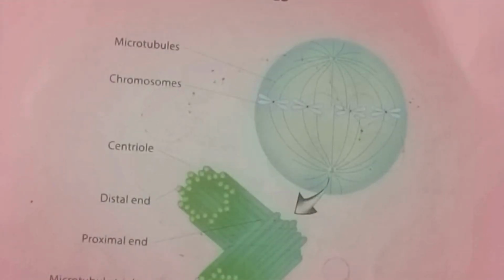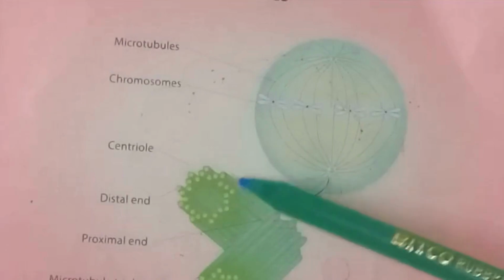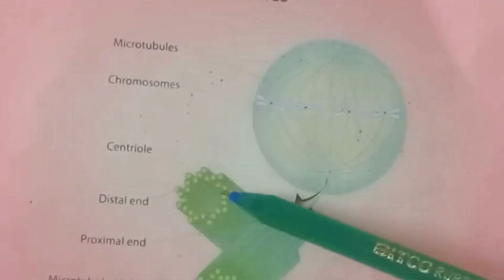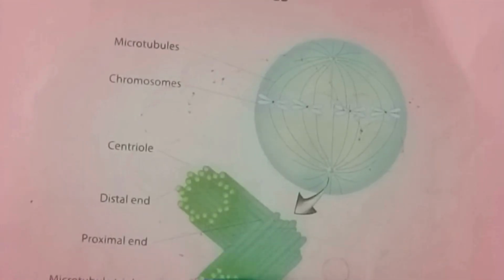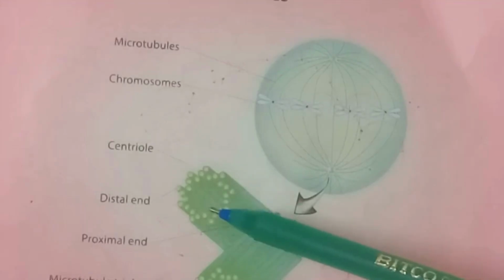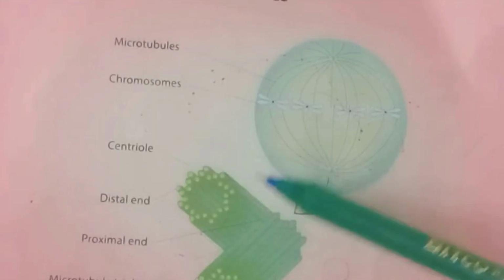Let's discuss the structure of centrosomes and centrioles. Here the centrosome consists of two cylindrical structures which lie perpendicular to each other and have a cartwheel-like organization, known as centrioles. These are surrounded by amorphous pericentriolar material. Let's discuss the structure of the centriole in detail.